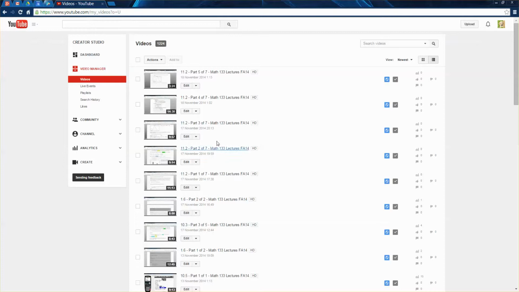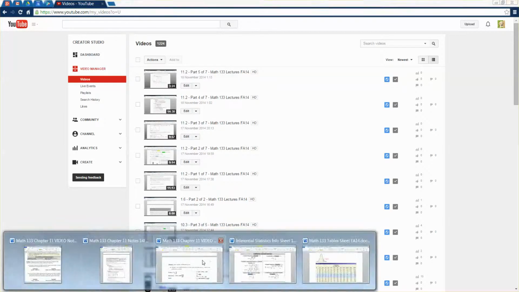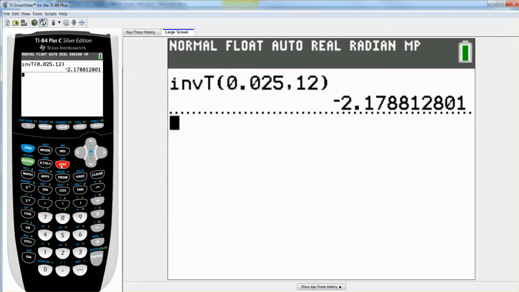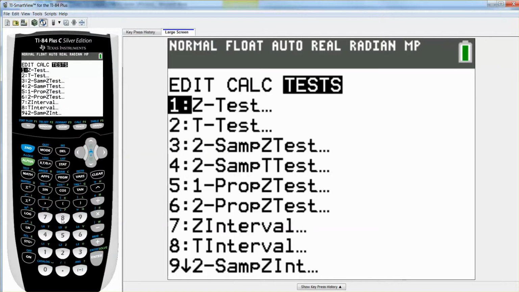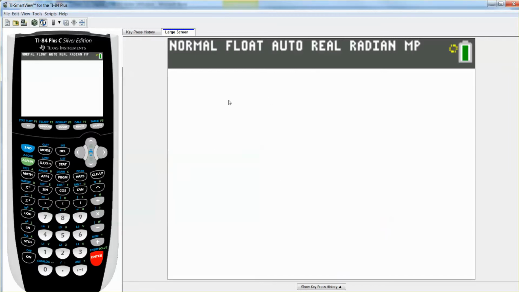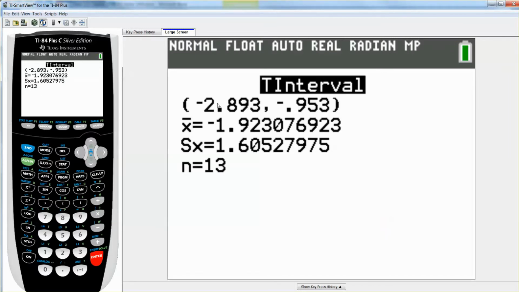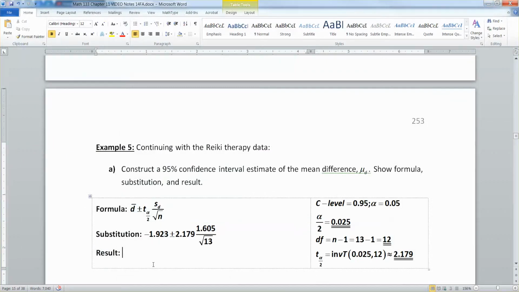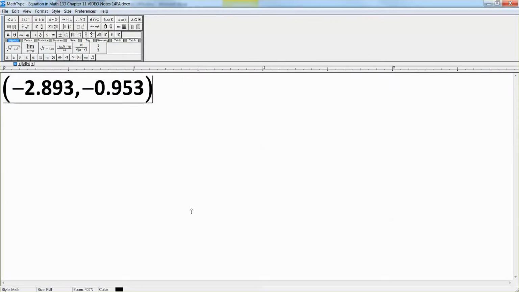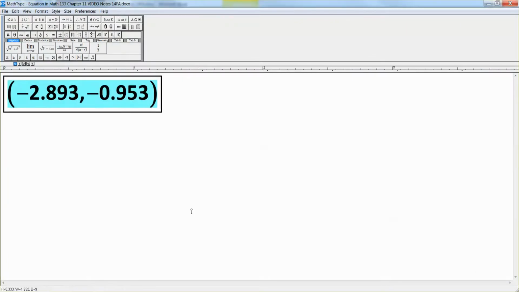All right then. Oops, wrong sheet. There we go. All right, then I want the result. Well, I got that from when I ran the test. Let me do it again. Stat. If I pick number 8, T interval, see it says T interval at the top. I go down to calculate, enter. And it says negative 2.893 comma negative 0.953. There, I have it right there. And that's the answer, so I should probably put it in a little box or something.